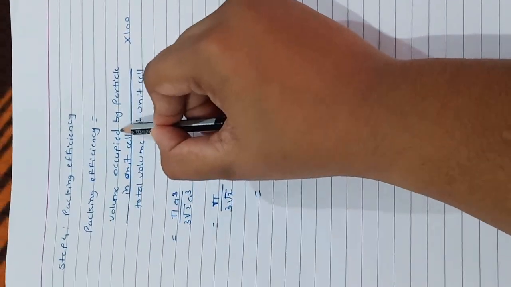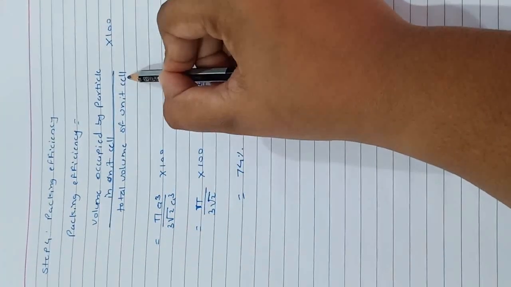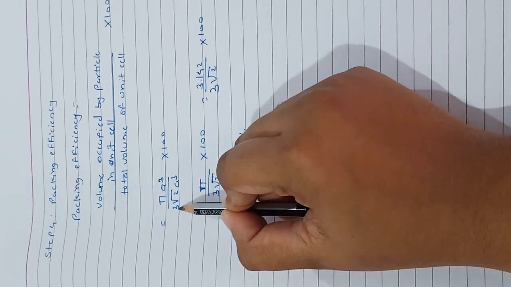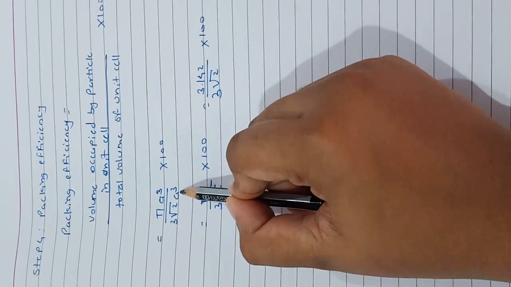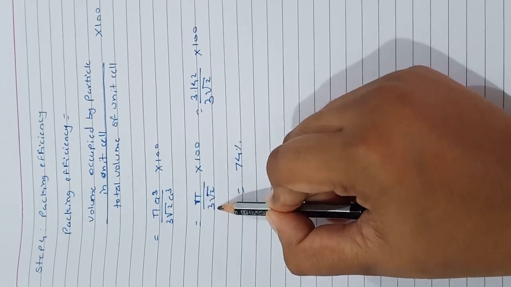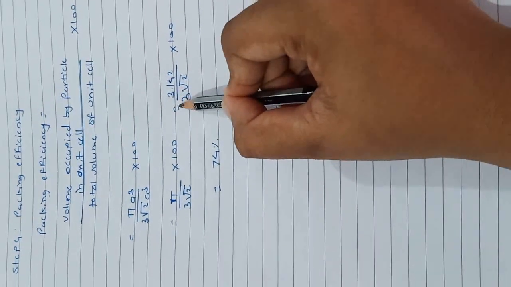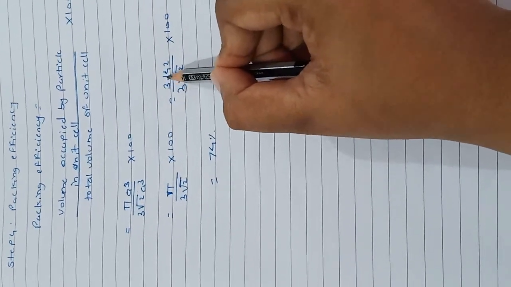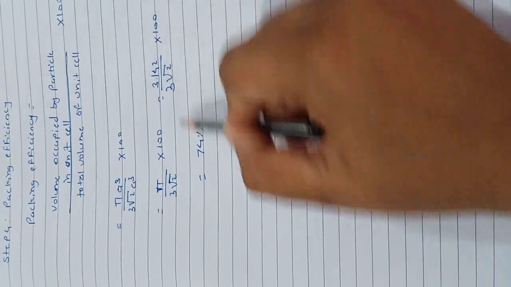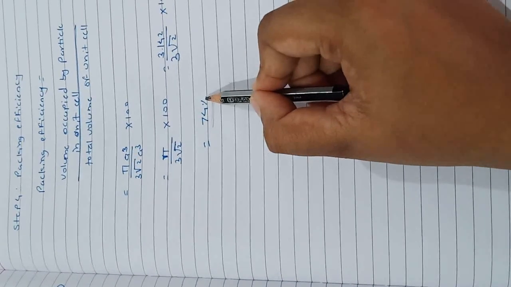Last, packing efficiency. Packing efficiency equals volume occupied by particles in unit cell divided by total volume of unit cell into 100. Therefore pi into a cube divided by 3 root 2, over a cube, into 100. A cube cancels. Therefore pi upon 3 root 2 into 100, so 3.14 divided by 3 root 2 into 100. Therefore the packing efficiency is 74%.